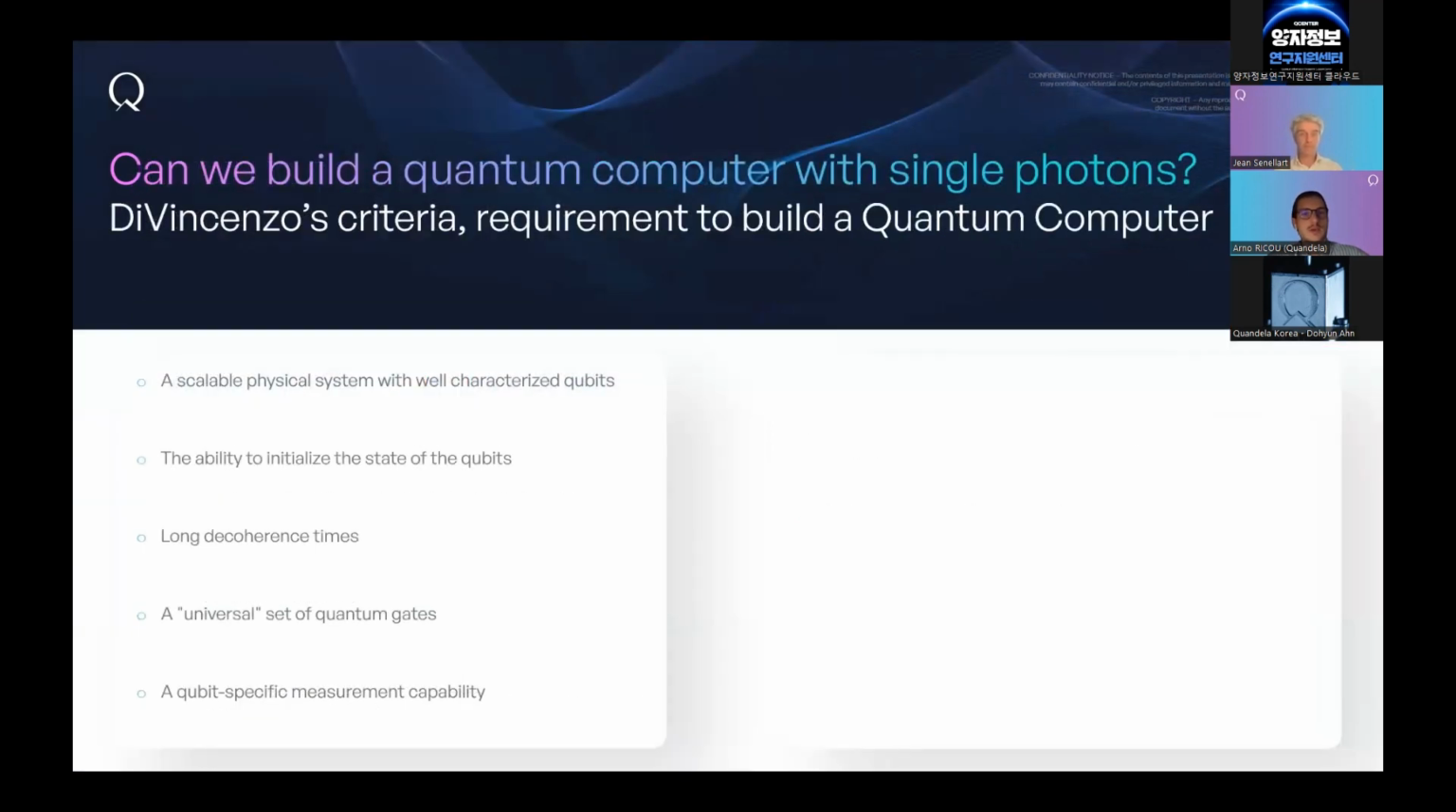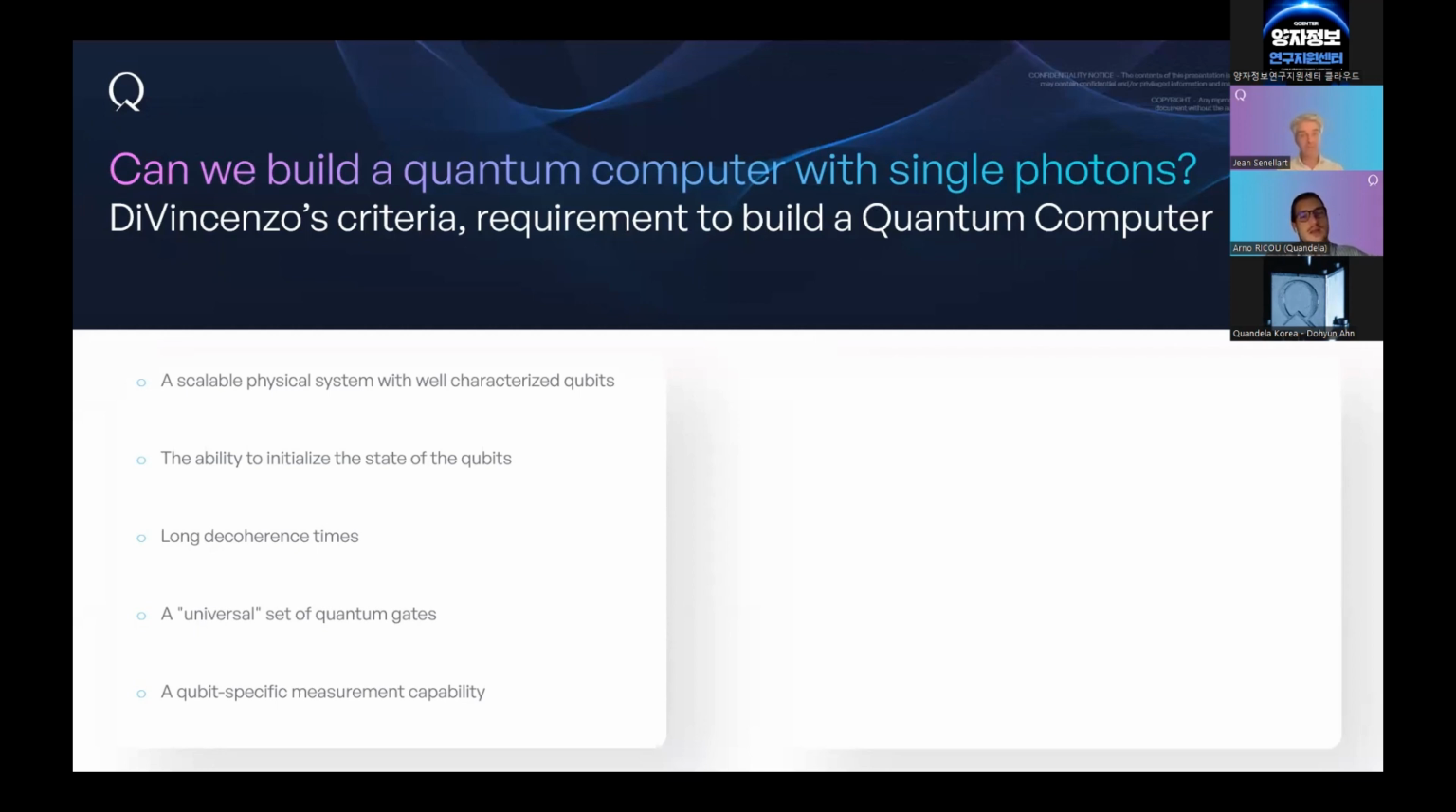And now let's move on to how to build a quantum computer with single photons. You may have heard of the DiVincenzo criteria. These are requirements to build a quantum computer. There are 5 criteria in order to build one. The first one is to have a scalable physical system with well-characterized qubits. The second one is the ability to initialize the state of the qubits. So we need to know with what state we begin our computation.